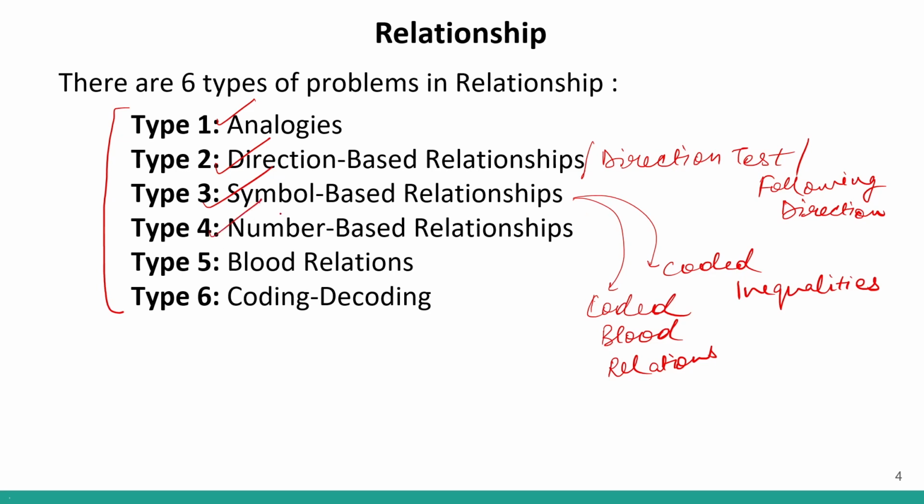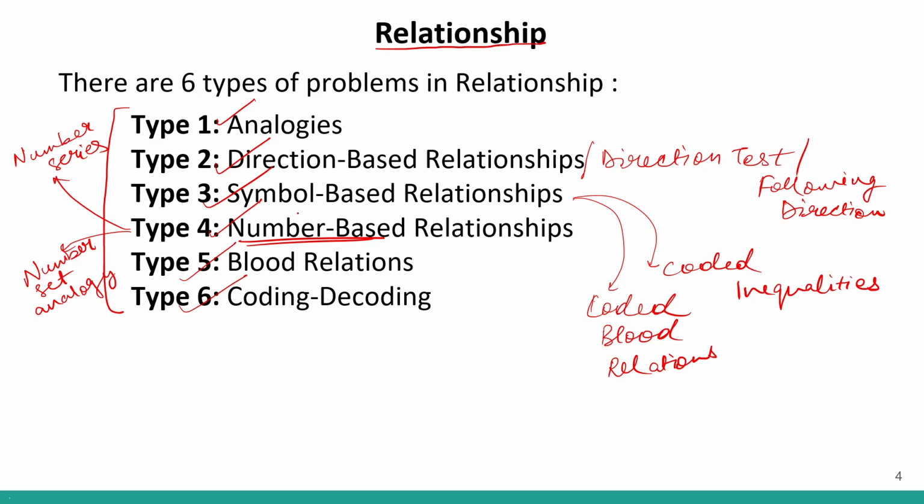Then we have number based relationships. As the name suggests, we have a relationship between numbers. It can be of multiple kinds. It can be number series, for example, or we can also have number set analogy. All these topics will come under number based relationships. Then we have blood relations, we have a separate chapter on it, and coding and decoding. All these have separate chapters also, but they come under the topic of relationship.